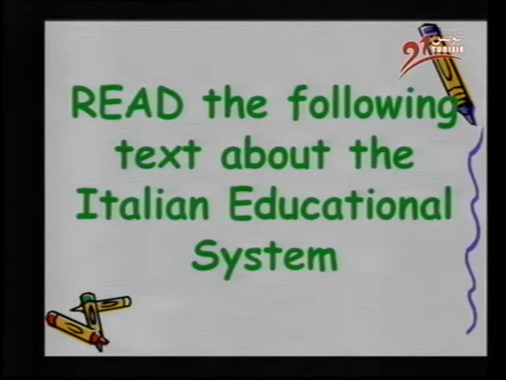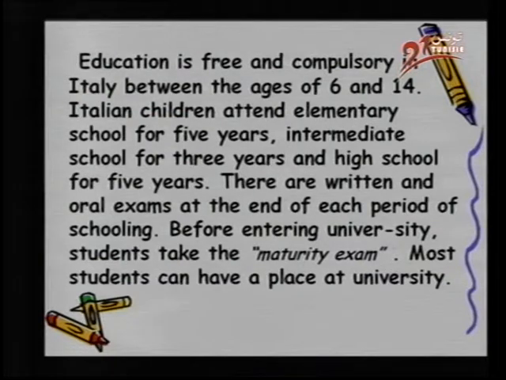Now we've got another text. Look at the instruction first. You will just read the text, and it is clear that this is a text that provides you with some information about a different system. It isn't the Tunisian system anymore now. It's another system, which is the Italian educational system. Well, let's read the text together.